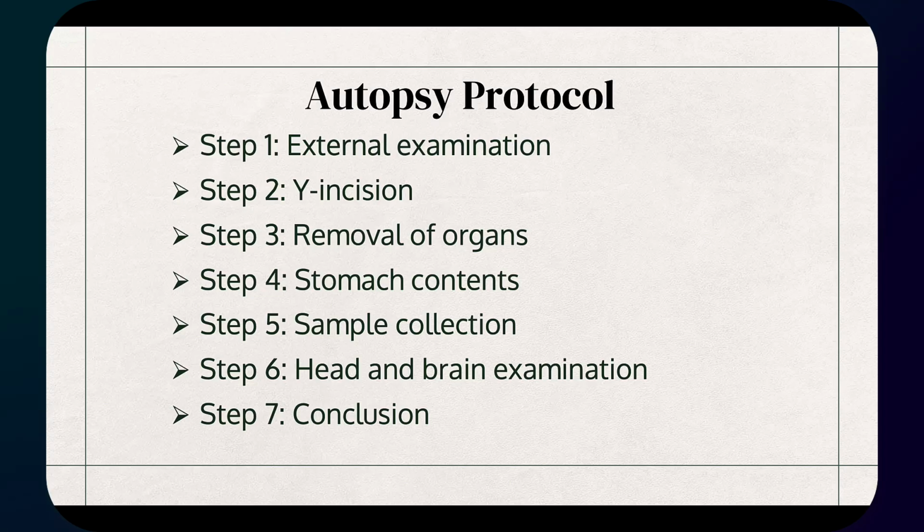An autopsy has 7 general steps. The first is external examination, then the Y incision, then removal of organs, then we look at stomach contents, then we collect samples, then we examine the head and the brain, and then we put together a conclusion. We will be taking on the role of a forensic pathology lab. In our lab, our job is to perform autopsies on dead humans. We will be using fetal pigs to represent our human bodies. And over the next few days, we'll be going through this process of performing an autopsy.